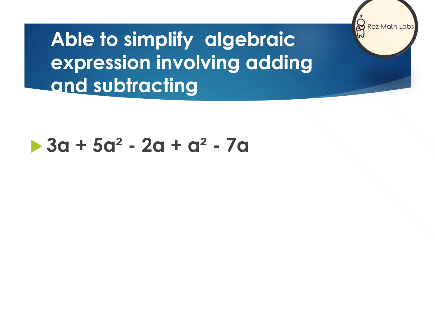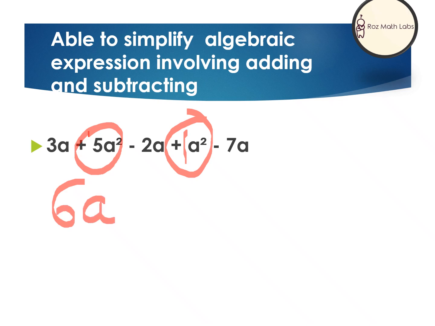So here we have 3a plus 5a square minus 2a plus a square minus 7a. Let us take the term with the highest power first. So plus 5a square plus a square. The coefficient is 1. So it will be 6a square. The a now: plus 3a minus 2a minus 7a.